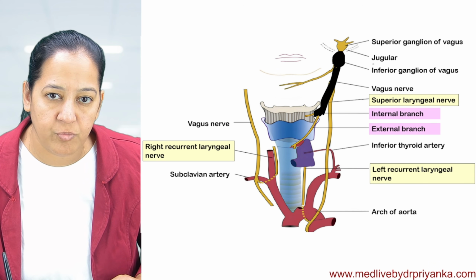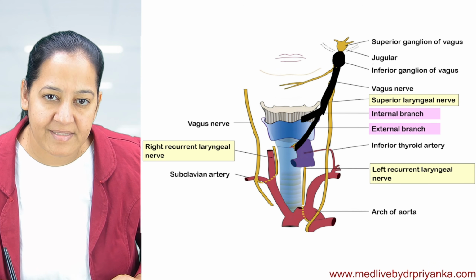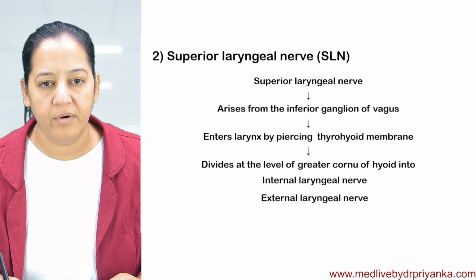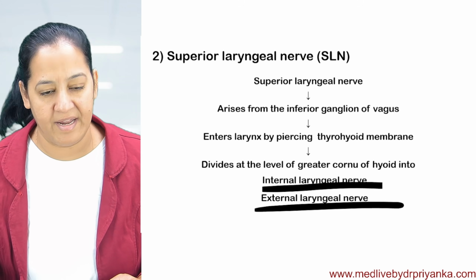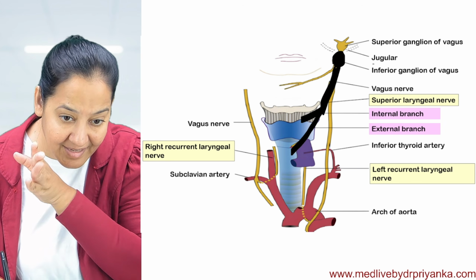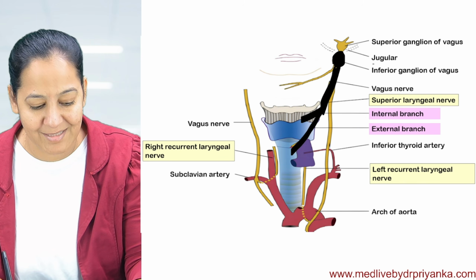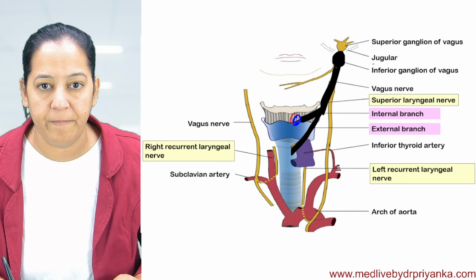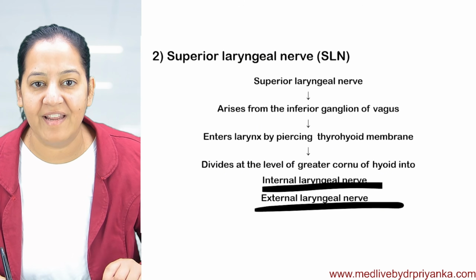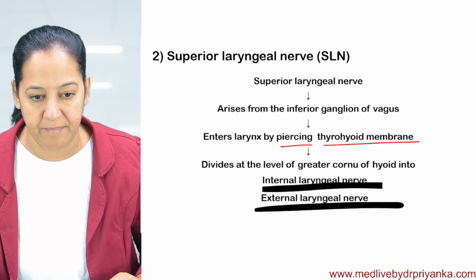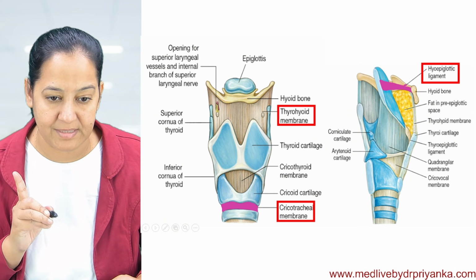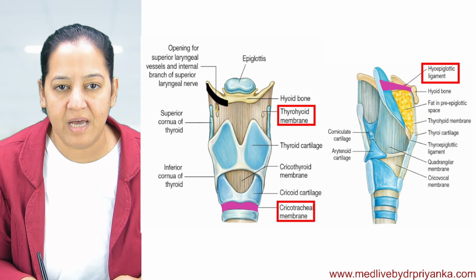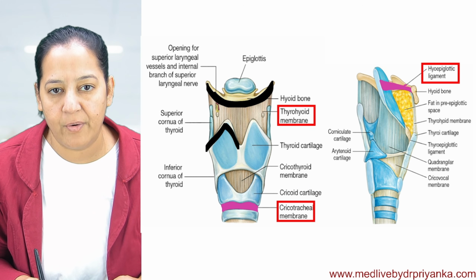It divides into 2 parts, internal SLN and external SLN. You can see it divides at the level of the inferior ganglion into internal and external. The internal one enters into the larynx by piercing the thyrohyoid membrane. I already taught you this in anatomy. Can you see where is the thyroid, where is the hyoid? This is the hyoid bone and this is the thyroid cartilage.